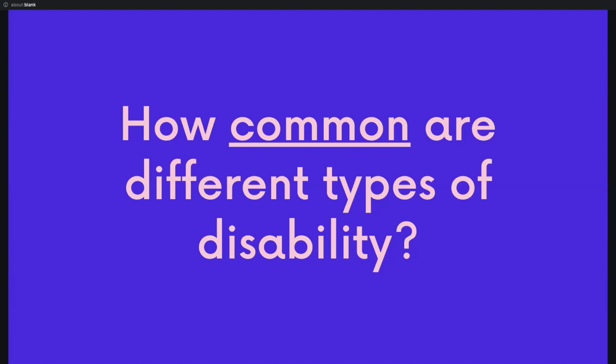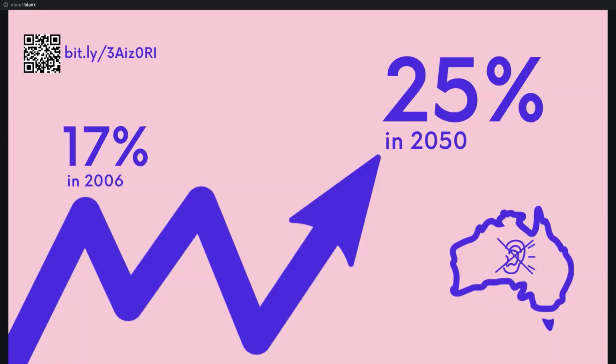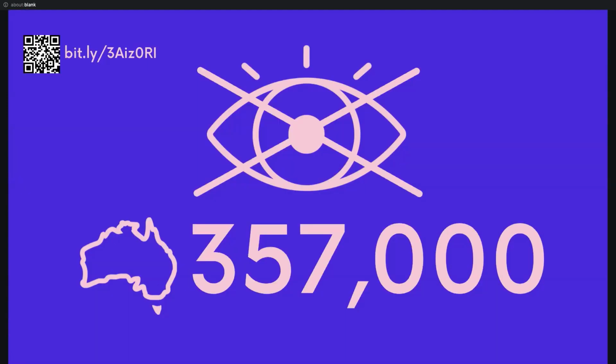So how common are different types of disability? These statistics are hard to nail down for various reasons, so just sit back and absorb these numbers. For hearing loss, around 17% of Australians in 2006 were affected by hearing loss. The projections for 2050 indicate that this will be 1 in 4 people. That's a lot of people. And if you're keen on looking at the source, we've got the bit.ly link up in the top left corner with a QR code. Okay.